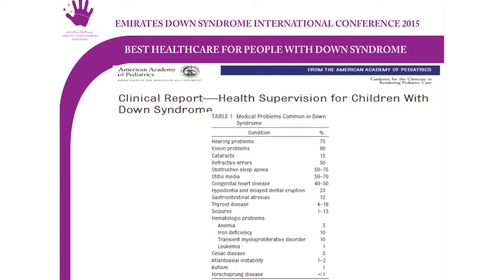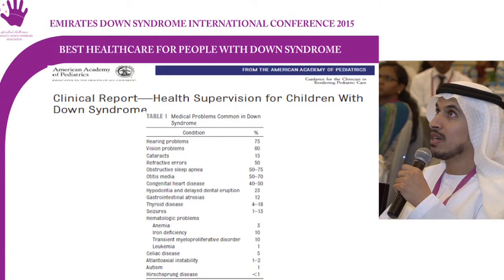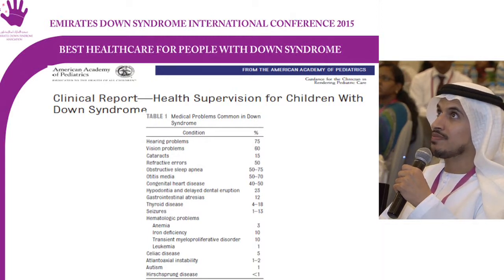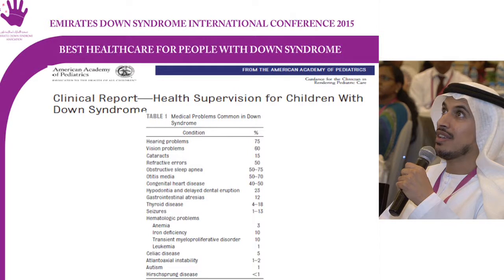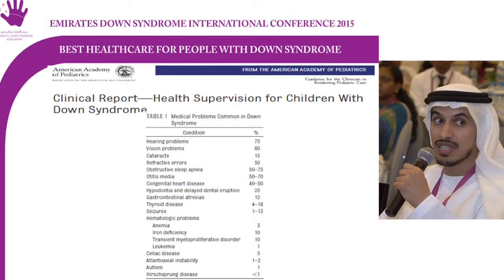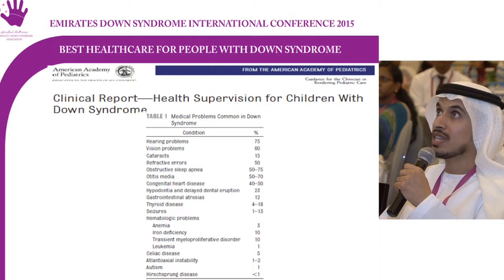Okay, now let's hear what the guideline and recommendation are. And anyone who's treating patients with Down syndrome, I recommend that you read this: Guidelines from the American Academy of Pediatrics, Clinical Report on Health Supervision for Children with Down Syndrome. So what do they say? Number one, in terms of the common diseases in these patients, the most prevalent is hearing problems. Vision problems, 60%. Obstructive sleep apnea is 50 to 75%. 50 to 75% of kids are having obstructive sleep apnea.